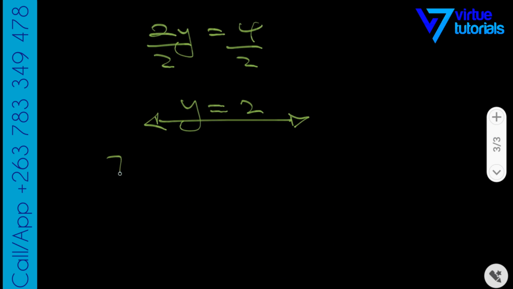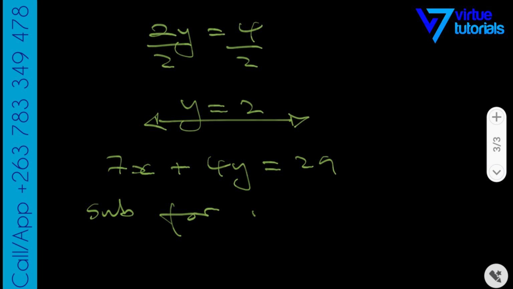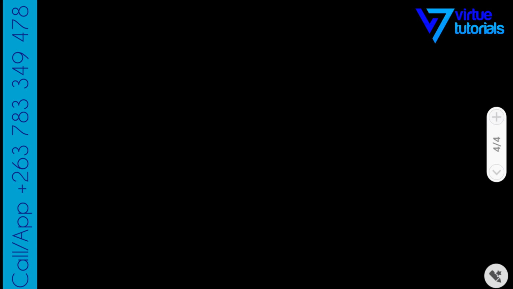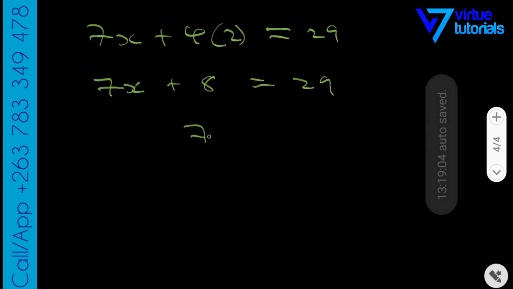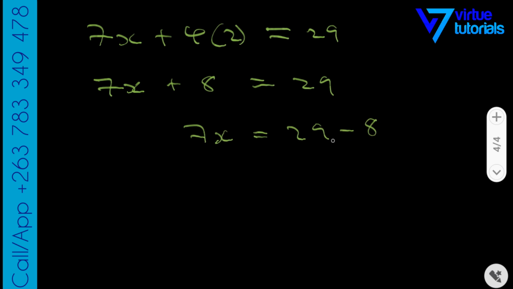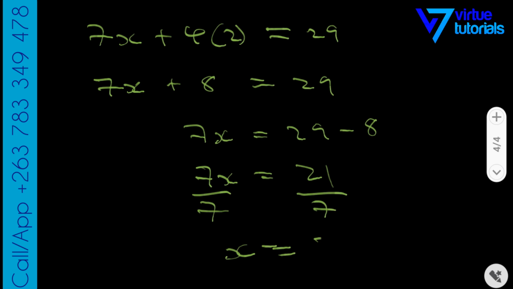So if you pick equation 1, 7x plus 4y is equal to 29, then we sub for y in that equation. Means we're going to have 7x plus 4, instead of y we put 2, is equal to 29. 7x plus 8 is equal to 29. Take 8 to the other side, it becomes minus 8, so 7x is equal to 29 minus 8, 21. Divide both sides by 7, I get x is equal to 3.